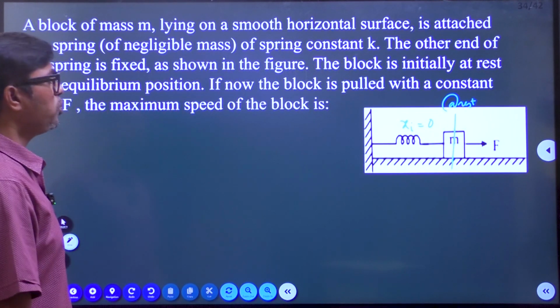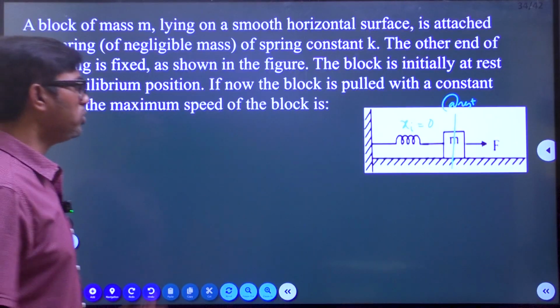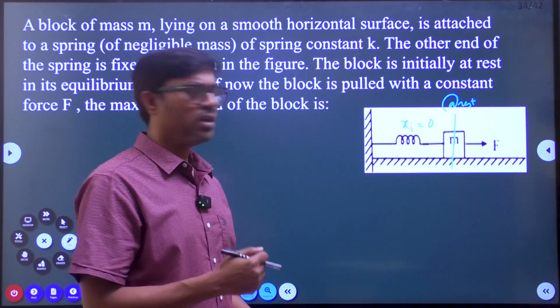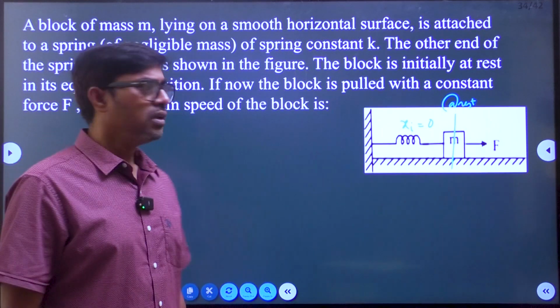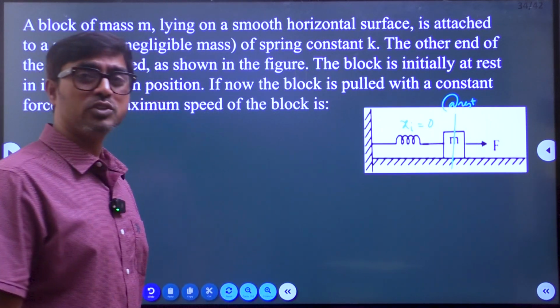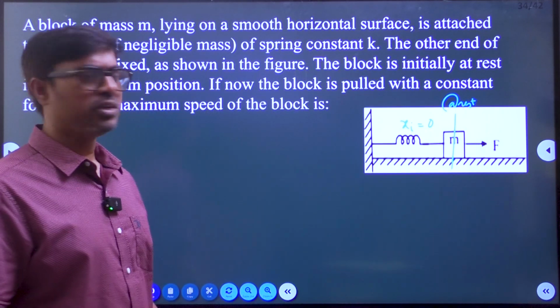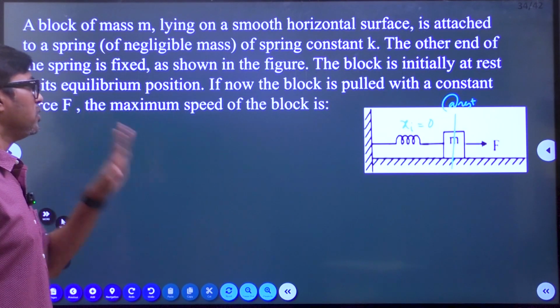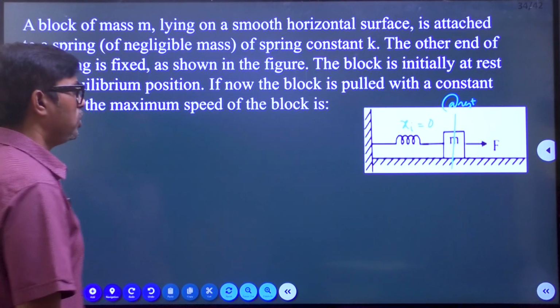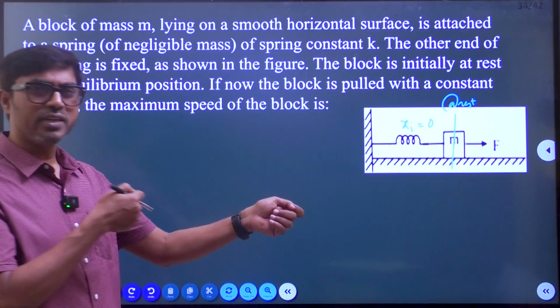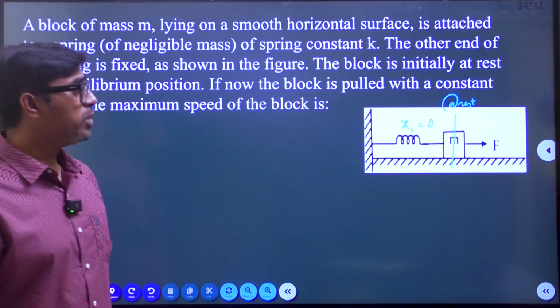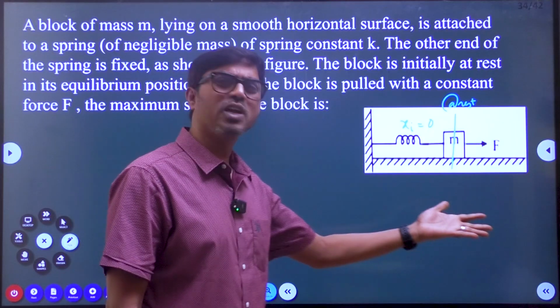All right. If now the block is pulled with a constant force, now the force is applied. The moment you apply force, it is no longer going to be at equilibrium position because the net force is there now. But speed will be 0. It will start from 0 speed. It can't suddenly change velocity because the force we are applying is a non-impulsive force. So it goes on and keeps on; because of the movement of the block, the spring elongates, spring force increases.